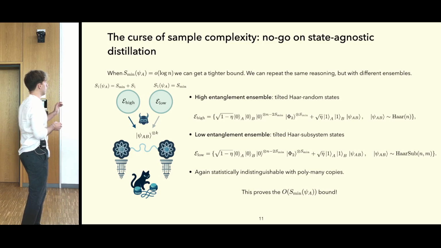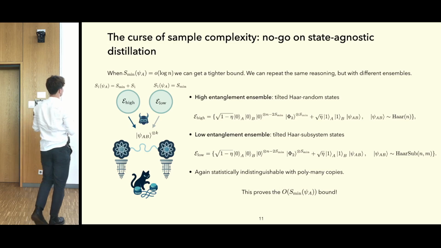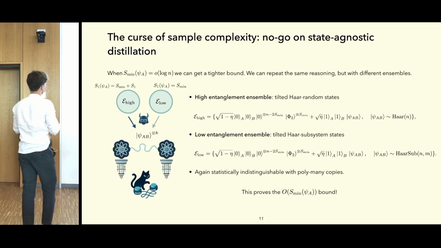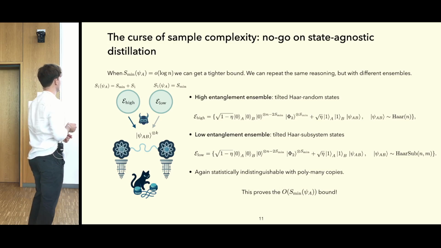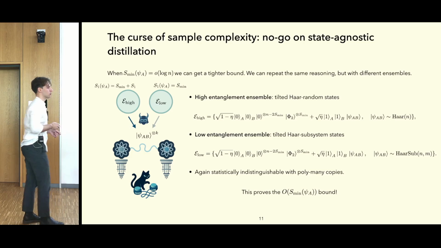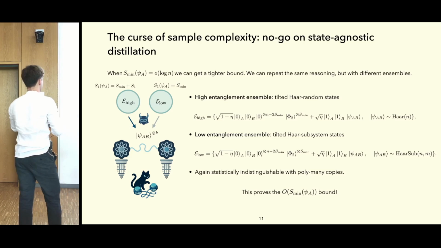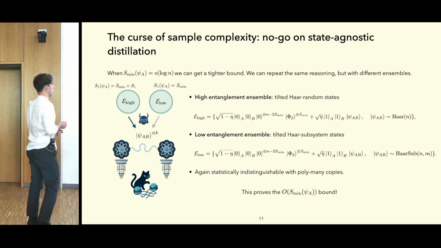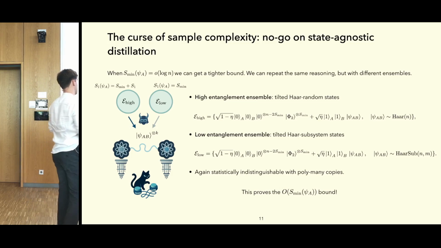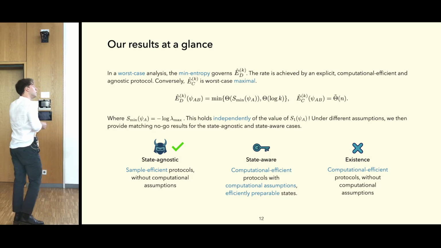And by tuning the parameter in the state, we can build two classes of states where the E-low ensemble has von Neumann entropy exactly equal to the mean entropy, while the EI ensemble has von Neumann entropy equal to the mean entropy plus some term that we can tune. And now this gap allows us to prove the mean entropy bound by, again, a similar reasoning as before. So this proves the state agnostic scenario.